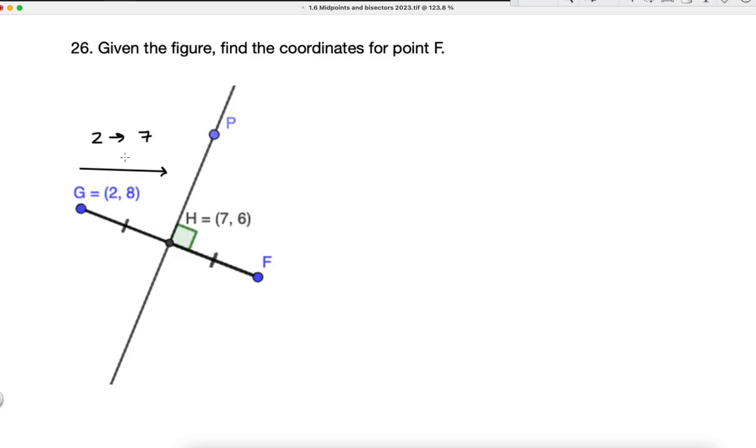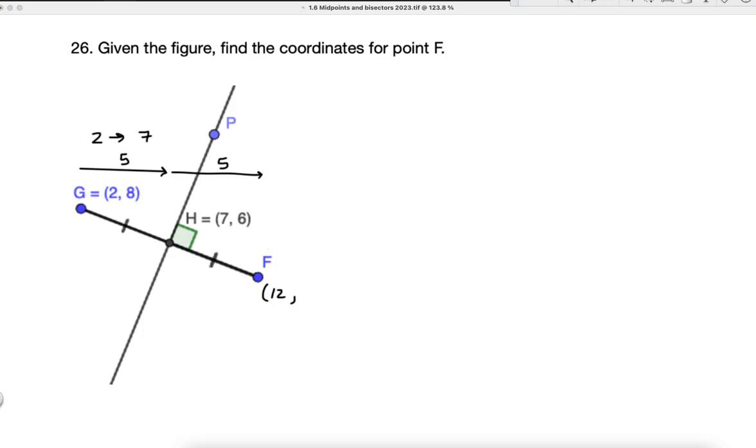Isn't it 5, right? I'm going from 2 to 7, that's 5 units. So to get to F, I would need to go 5 more units to get over to F, right? So if I'm at 7 and I go 5 more over, where am I? I'm at 12, because 5 plus 7 is 12, right? So I'm just thinking about if 2 to 7 is 5, that means F has to be another 5 on the x's over. So I'm at 12.